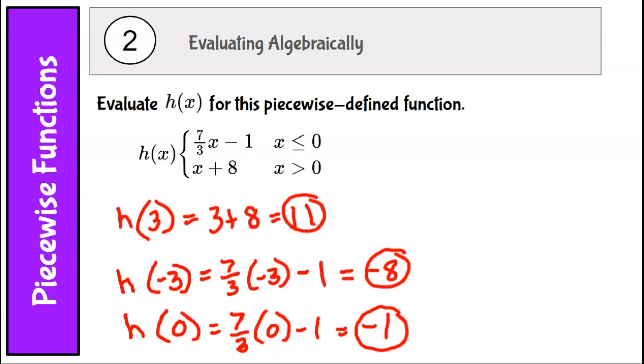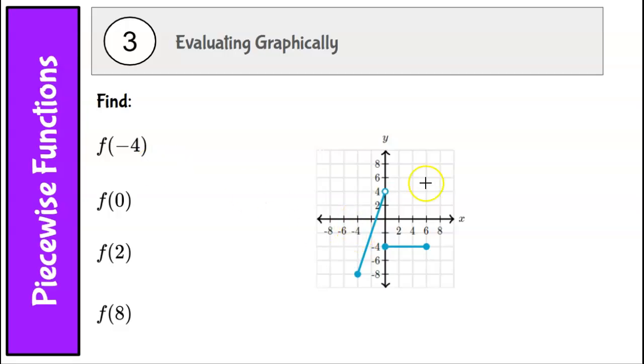And then let's look graphically one more time. Okay, so we have a graph here. We don't know the rule for this line and this line, but we can figure out these just by looking at the graph. So f of negative 4, so we go to where x is negative 4, and we go down to the graph. This point right here is negative 4, comma, negative 8. I can tell that because of right here. So f of negative 4 is negative 8.